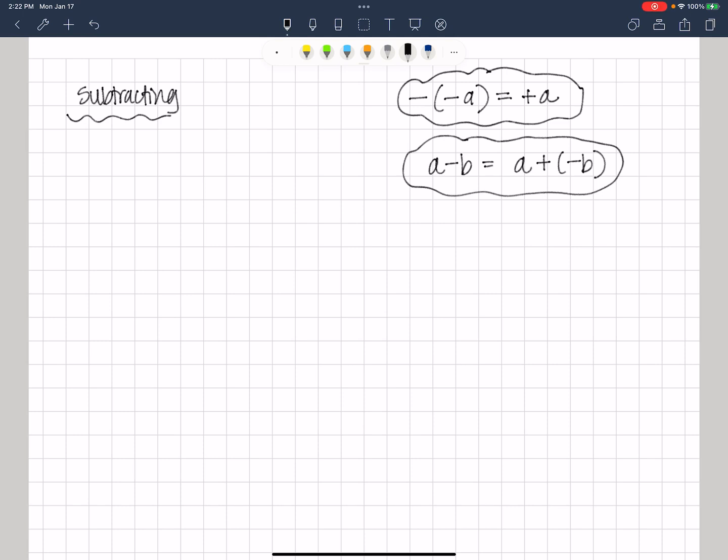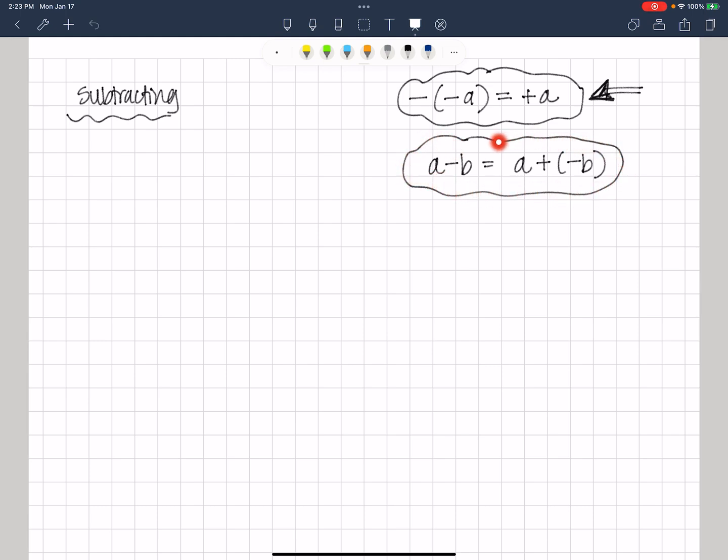When we are subtracting numbers, there are two rules that we're going to use. The first rule: the opposite of negative a, or the opposite of the opposite of a. Two opposites make a positive. The opposite of a negative is a positive. So the opposite of negative a is positive a. That's the first rule that we're going to need.